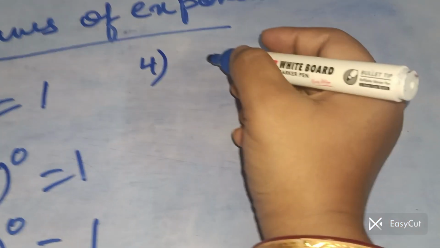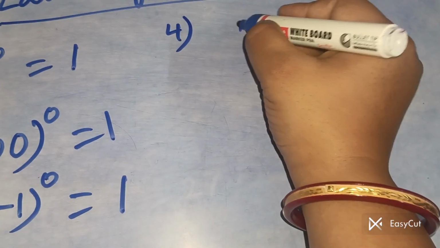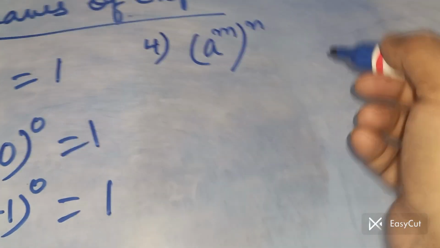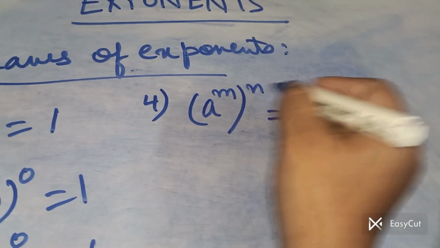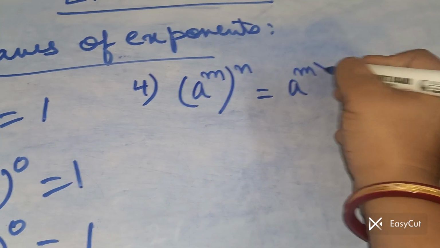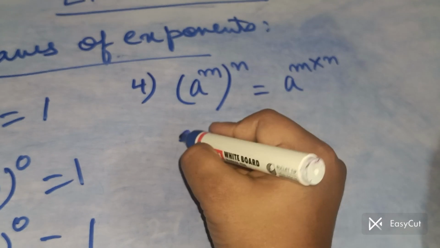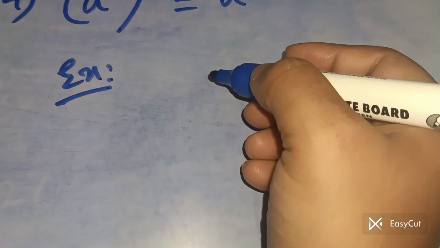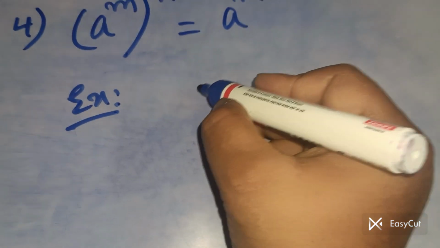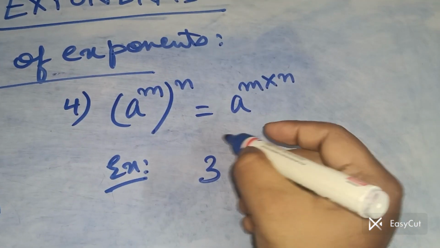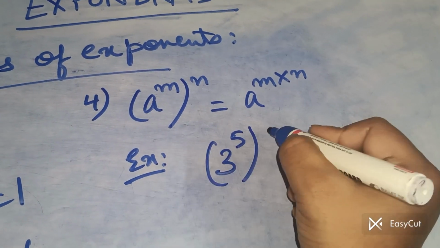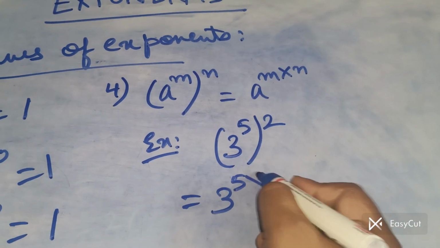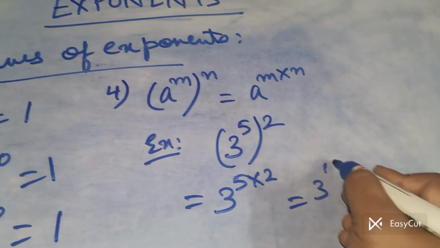Next is, if we write it like this, a to the power m, bracket, then n, then we multiply the powers: a to the power m into n. Example, suppose 3 to the power 5 and outside it is 2. Then it will be 3 to the power 5 into 2, that is 3 to the power 10.